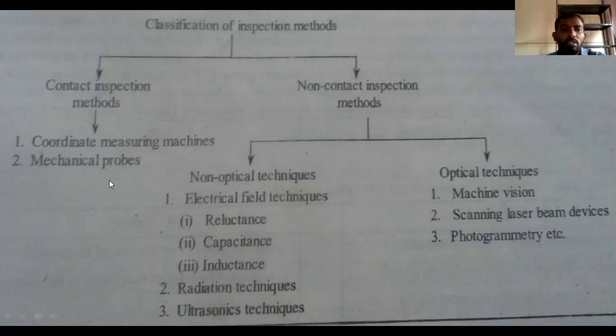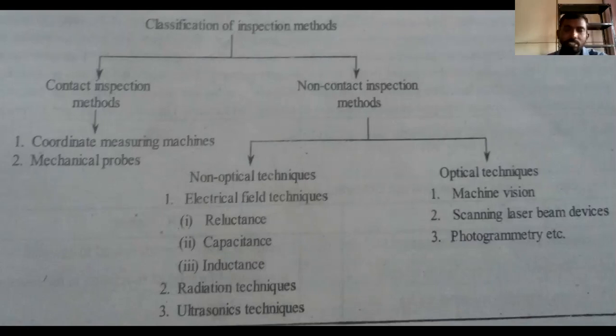These classifications are used to measure the quality of the product. These are the different types of computer-aided quality control methods. For different objects and different products, we can use this type of equipment to show the quality of the product. So this is the classification of computer-aided quality control.